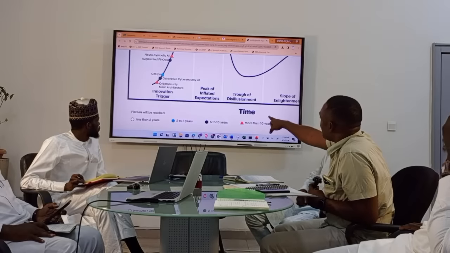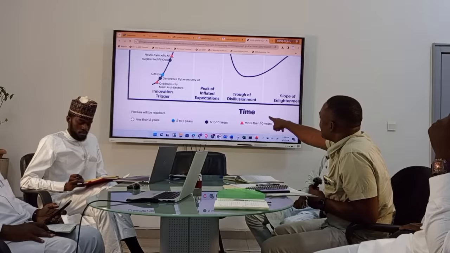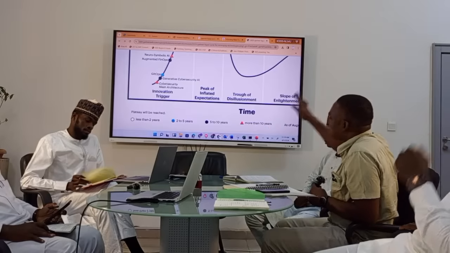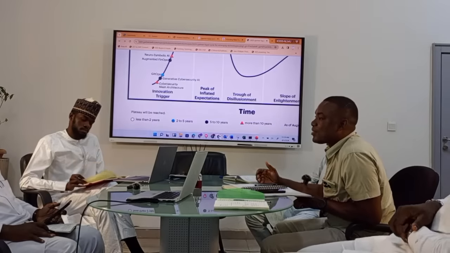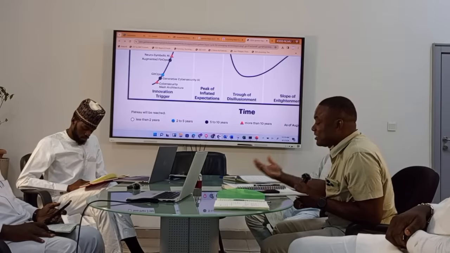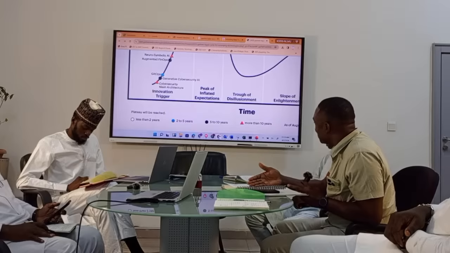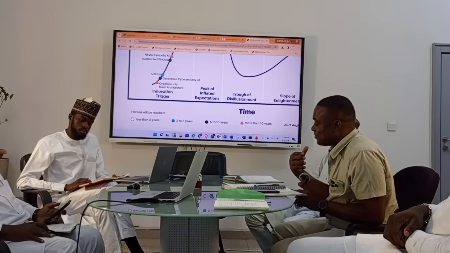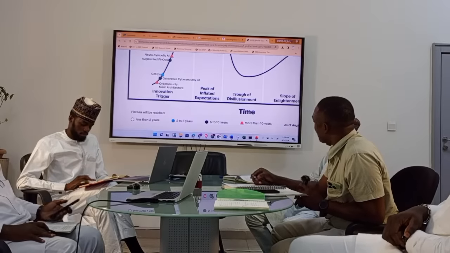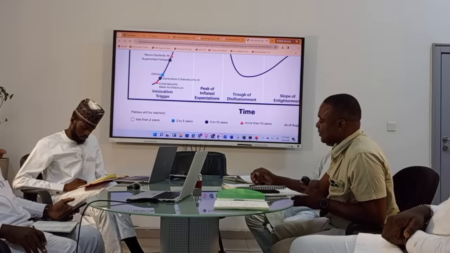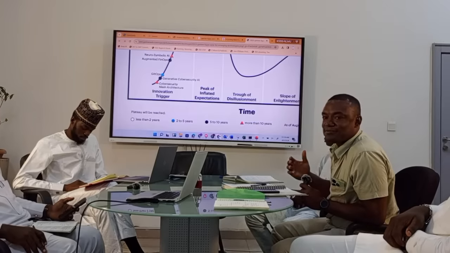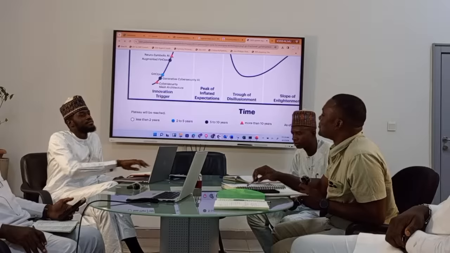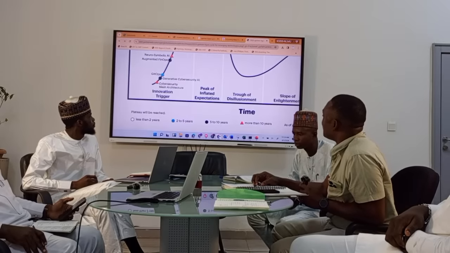So the peak of inflated expectation is the second stage. When a technology is here, there is excitement about it. The hype is everywhere. People want to use this technology. They've not placed their hands on it because it just came out from the demonstration stage. People want to know about it. The expectation is really high at this stage, and most times people overhype what the technology can even do at this stage of peak of inflated expectation.